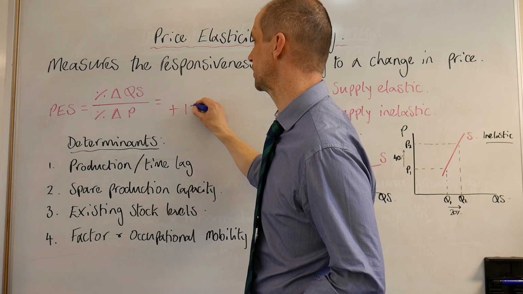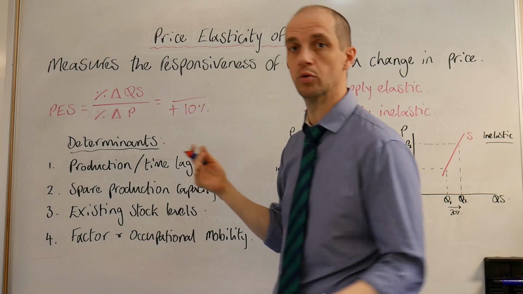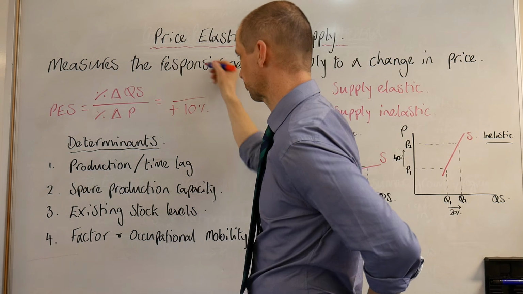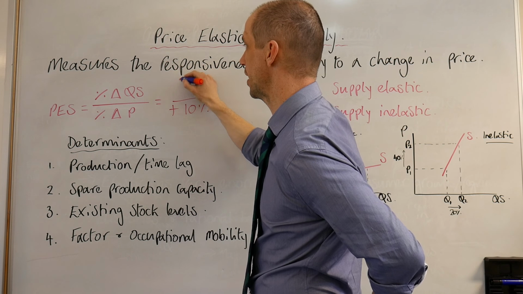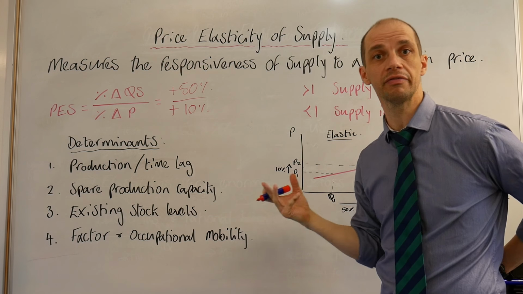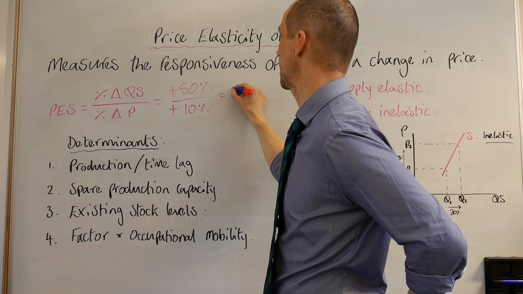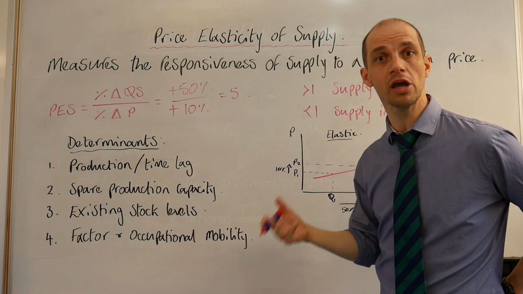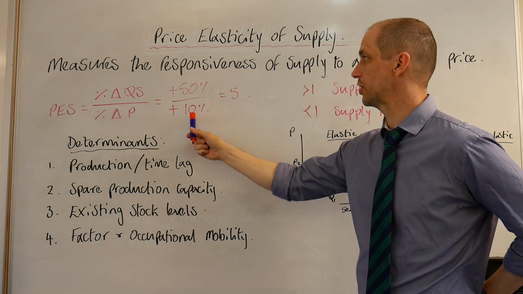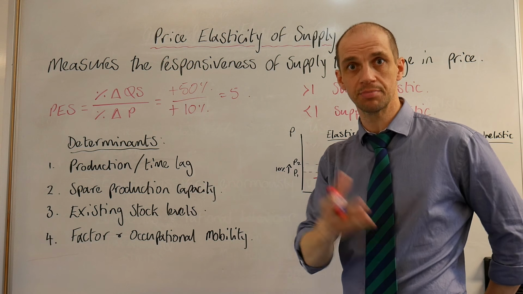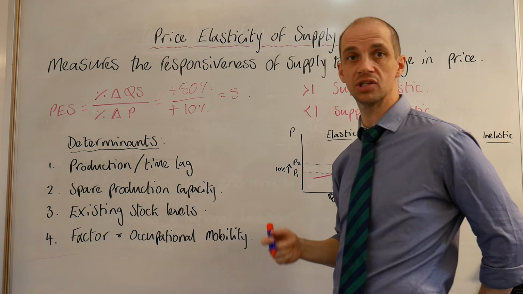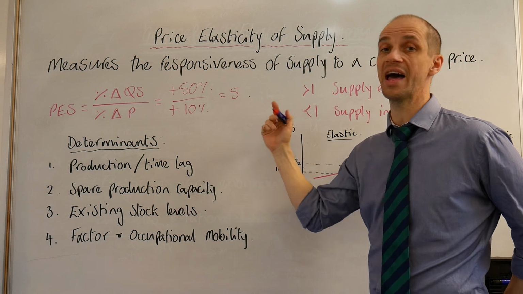Perhaps there is a 10% increase in the price level. Well, if the product is price sensitive or supply sensitive there, then we would also see perhaps an increase of the quantity supplied of maybe 50%. And that would tell us that there is a price elasticity of supply of 5. That is, for every 1% change in price, the quantity supplied to the market will increase by 5%. Okay, a 2% change in price would generate a 10% change in the quantity supplied at that level.